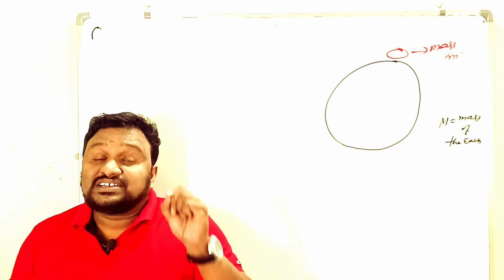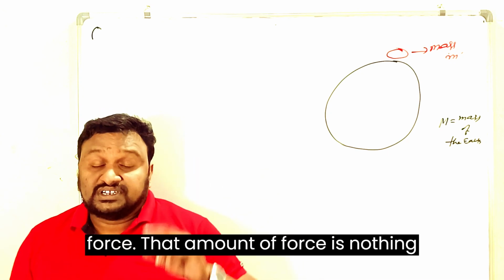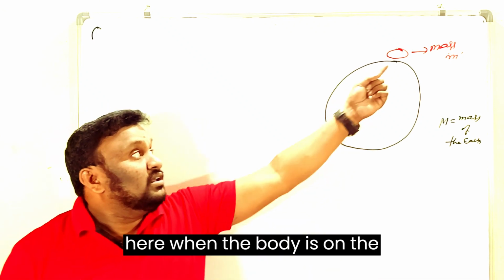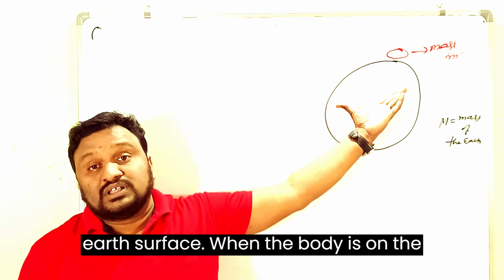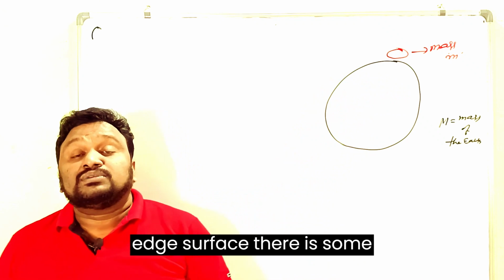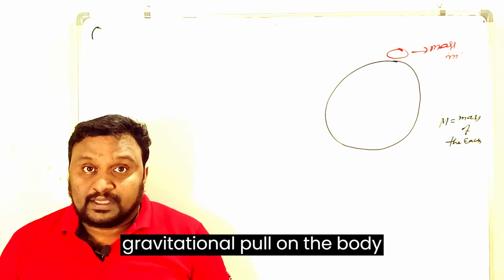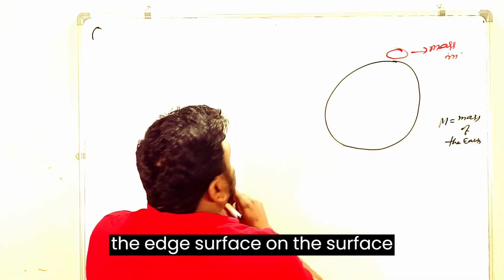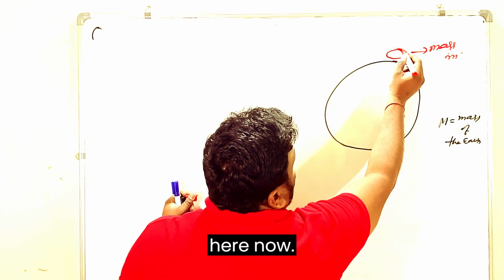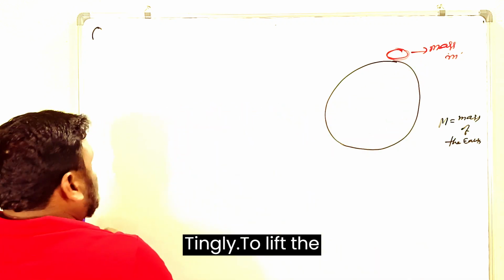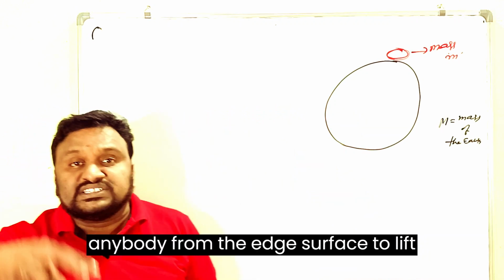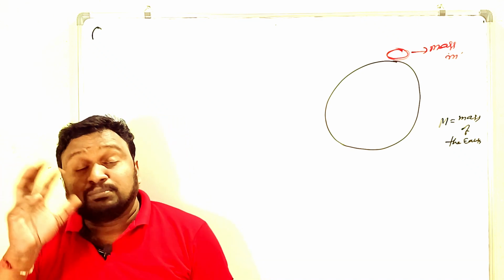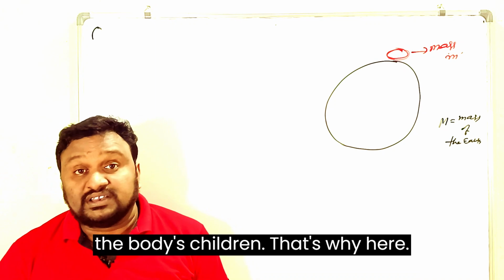A body is attracted by the earth with a certain force. That amount of force is nothing but the weight of the body. That's why, when the body is on the earth surface, there is some gravitational pull on the body. Clear? Now the object is on the earth surface. To lift any body from the earth surface, we have to apply a minimum force. That minimum force is equal to the weight of the body, children.